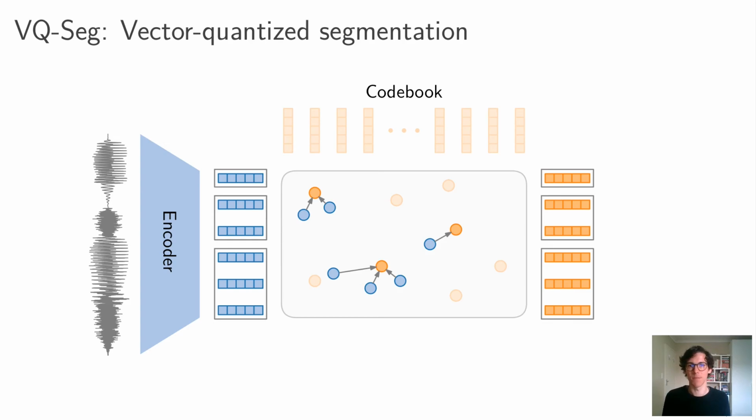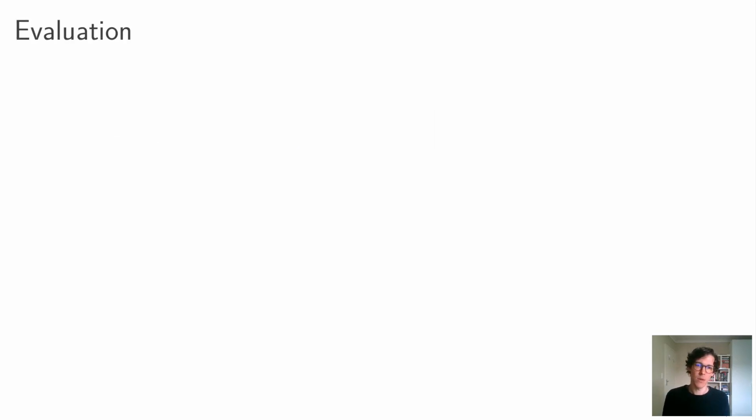And we find the lowest cost segmentation using dynamic programming, where we also include an additional penalty term that encourages longer segments. We apply VQ-Seg on top of two self-supervised models and evaluate the results on 4 tasks: phone discrimination, phone segmentation, word discrimination, and then word segmentation.